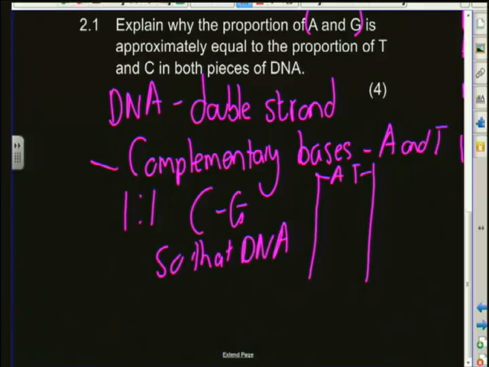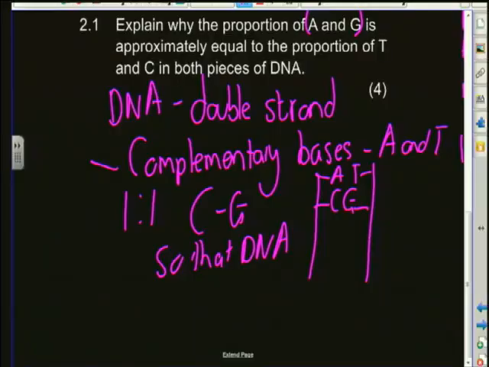It's a double strand. How can you have one on one side and not a complementary on the other? That is the whole secret behind the DNA. If I've got one on one side, I need to have its complementary base on the other. So my numbers are always going to be equal.